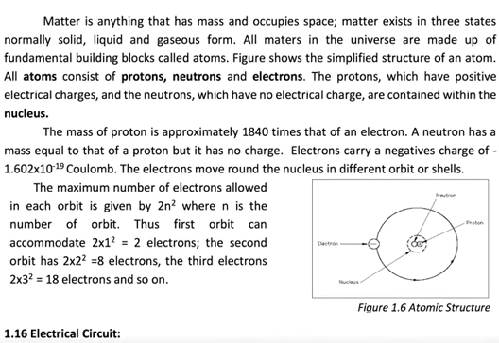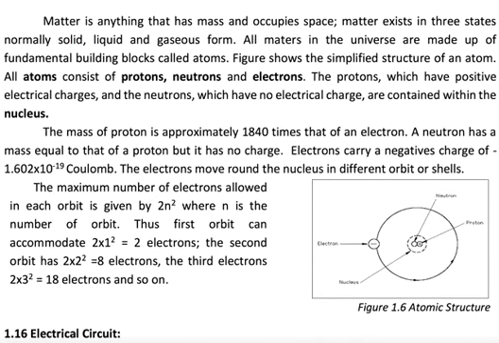Matter is anything that has mass and occupies space. Matter exists in three states, normally solid, liquid, and gaseous form, that you might all be aware of. All matter in the universe is made up of fundamental building blocks called atoms. The figure shows the simplified structure of an atom. All atoms consist of protons, neutrons, and electrons.